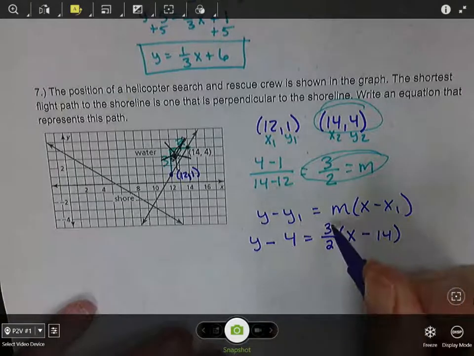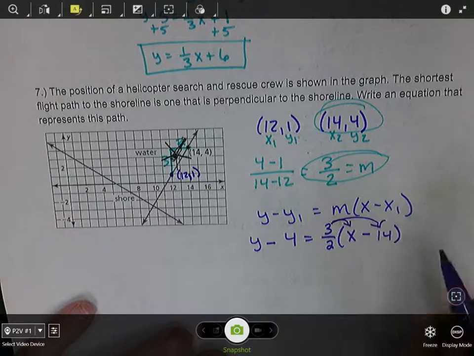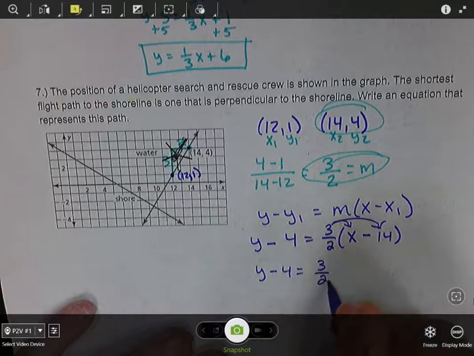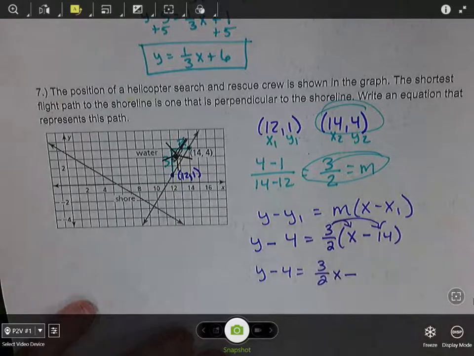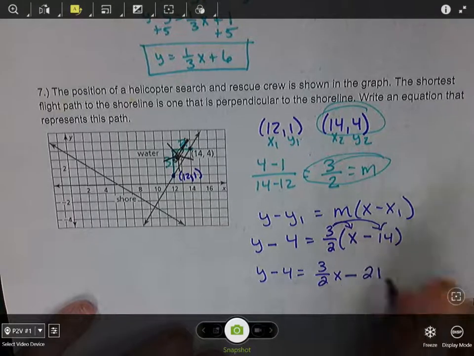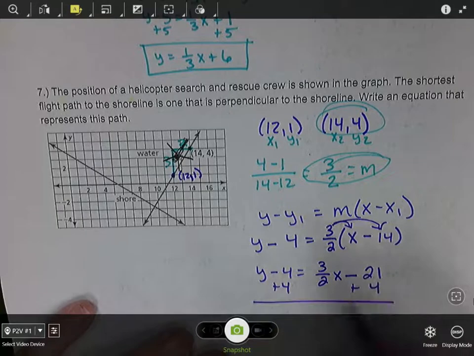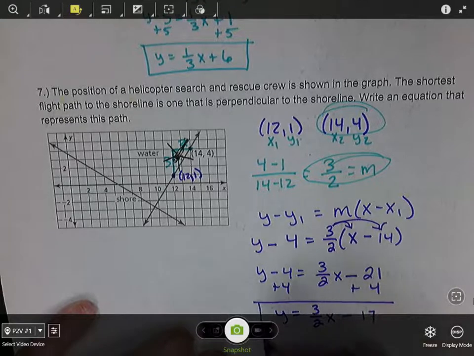All right, so first thing I need to do is distribute. Y minus 4 equals 3 over 2x minus 14 divided by 2 is 7 times 3 is 21. And then add 4. Y equals 3 over 2x minus negative 21 plus 4 would be 17. So y equals 3 over 2x minus 17.